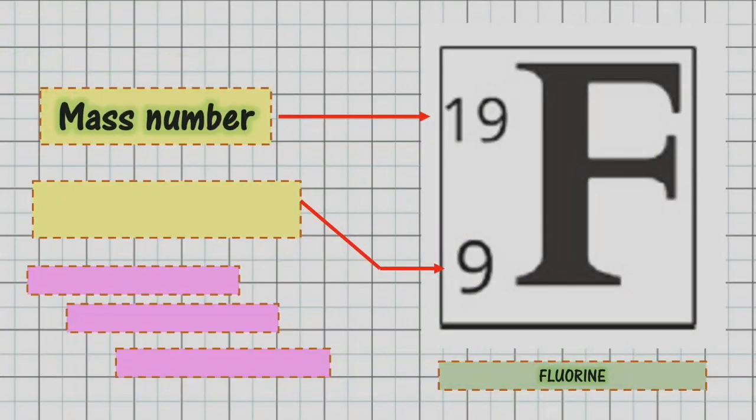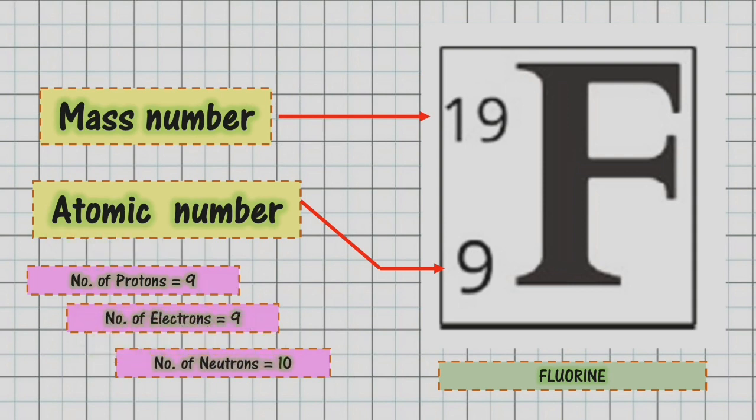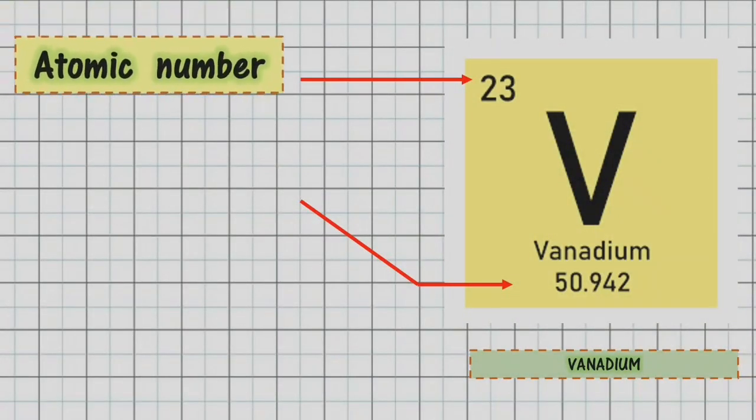Example, the element fluorine has a mass number of 19 and an atomic number of 9. So, the number of protons is 9. The number of electrons is 9, while the number of neutrons is 10. Why is it 10? Mass number minus atomic number, 19 minus 9, that is equivalent to 10. So that is the value of your neutrons.